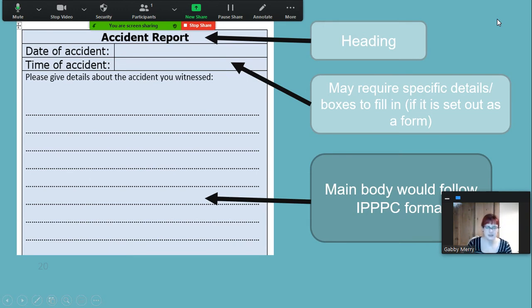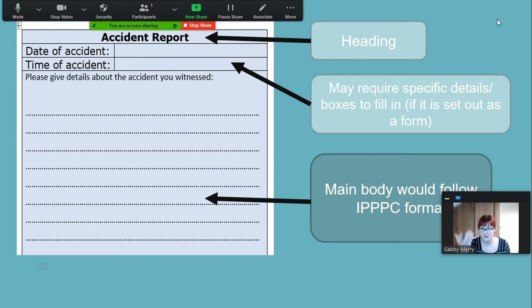Reports, this is something that we did quite a while ago. I think this was back in week 11, so before half term. Reports come in all shapes and sizes, but in terms of what you need to do, you would need some kind of heading or title to show what your report is about. If there are any boxes, so it's set up a bit like a form, fill them in with relevant information.